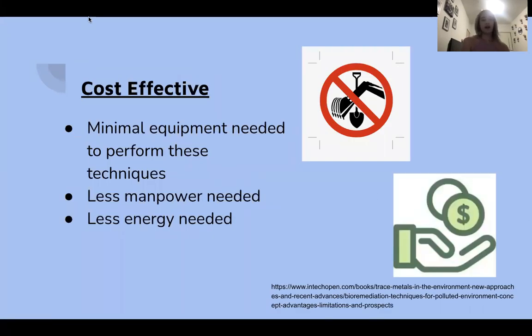Bioremediation is also very cost effective because there's not a lot of equipment needed. There's also less manpower and energy needed because it is performed by microbes versus people.